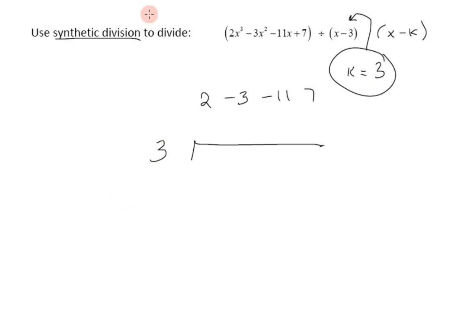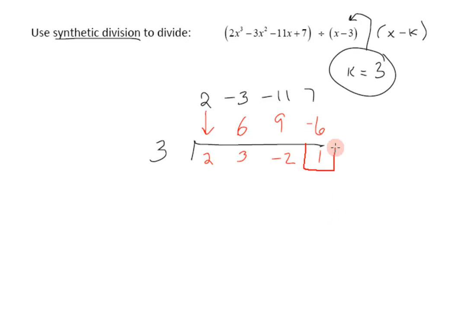Alright, now this is how the process works. The 2 always comes down first and is right there. Then we take 3 times 2 to get 6, and I add down. That's it. 3 times 3 to get 9, and I add down. 3 times -2 to get -6, and I add down.